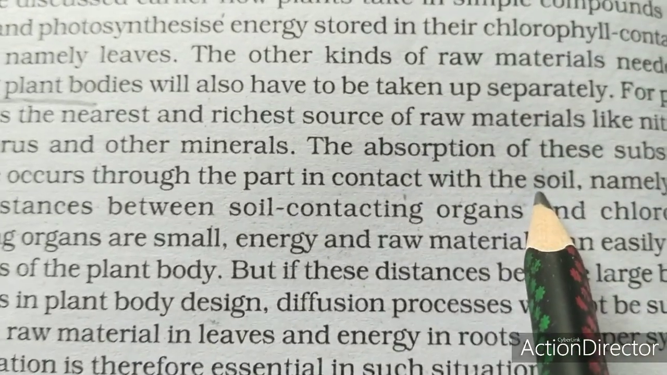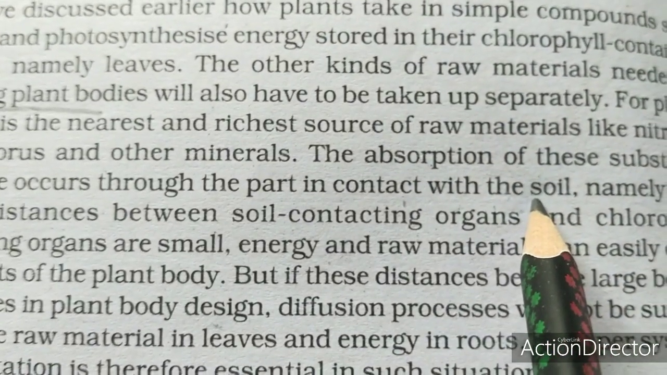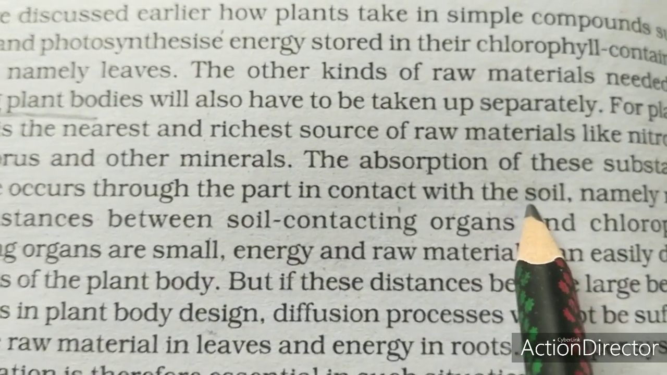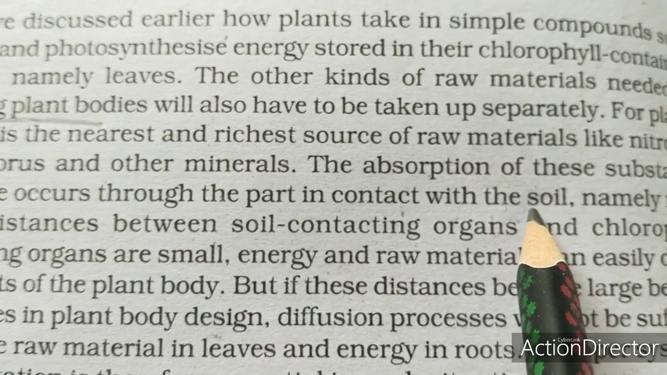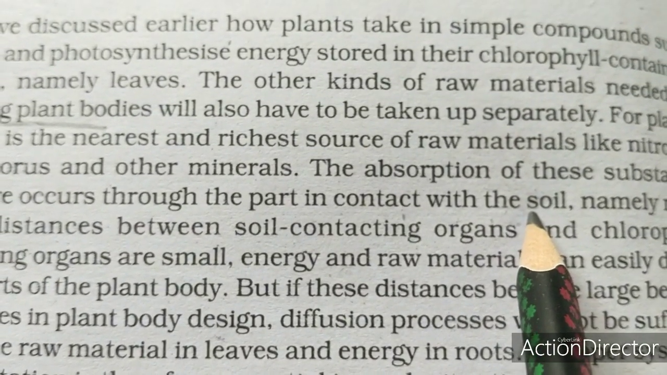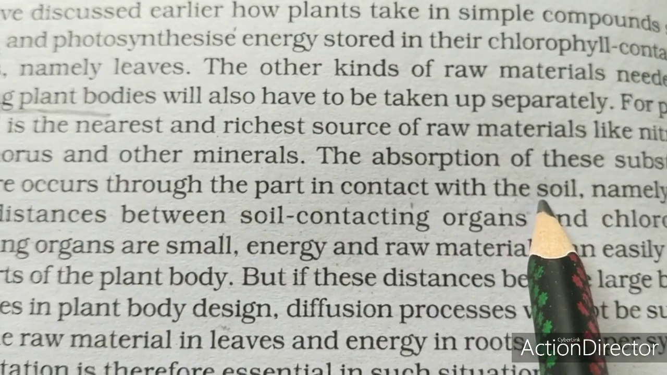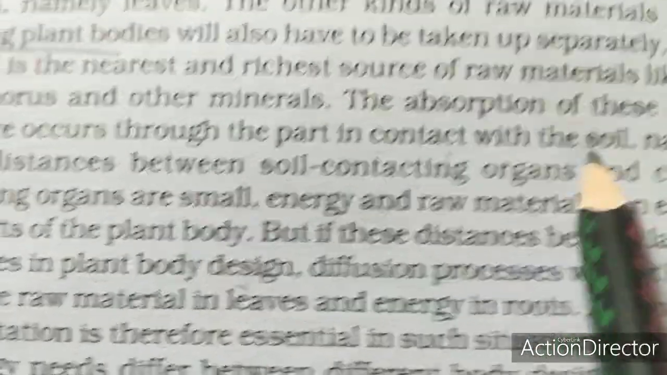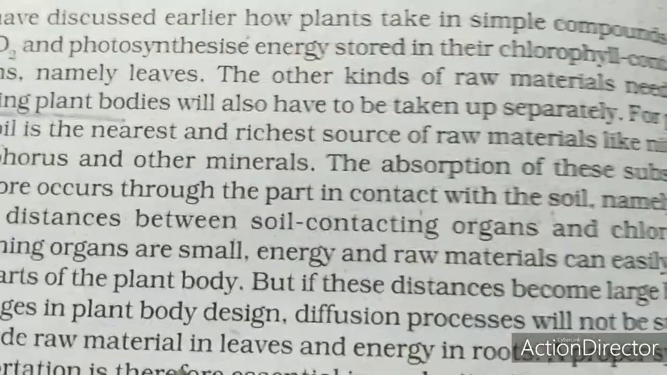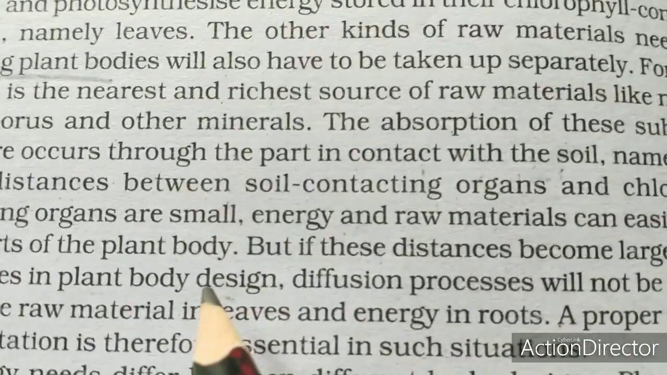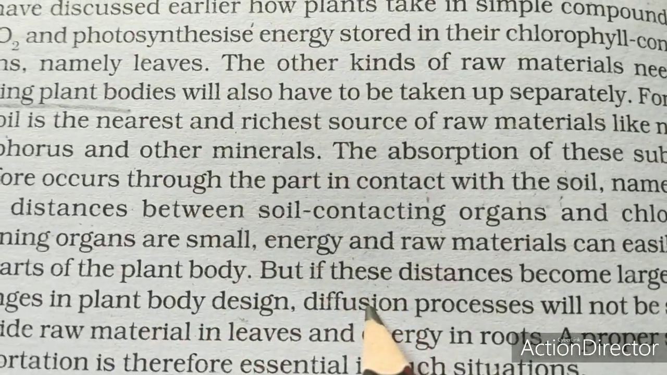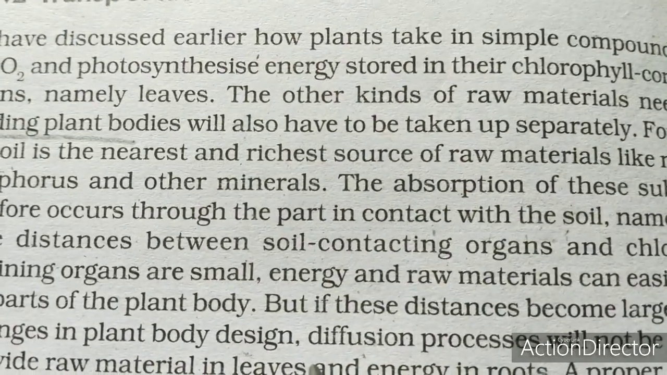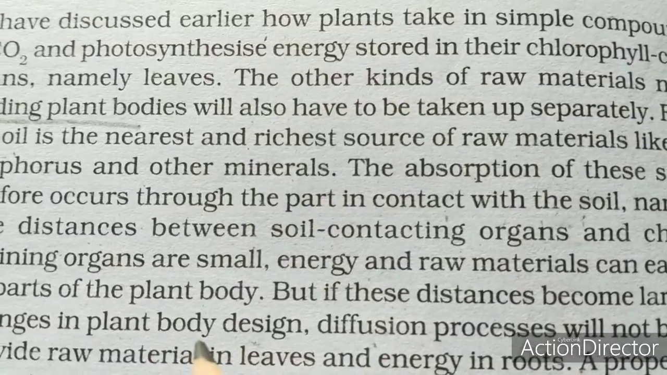And roots not only absorb, but after absorption, the things have to move to the parts of the plant body. Especially, they should reach the leaves and other parts. How does this take place? This takes place through the process called simple diffusion. This diffusion process will help in getting the things from roots to all parts of the body.